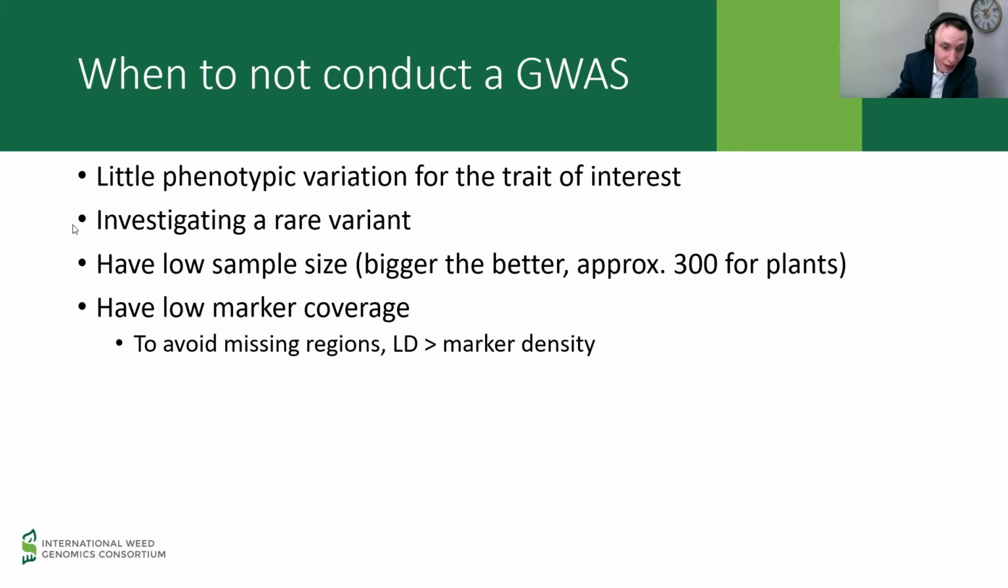GWAS works best when you have more plants, or more samples that share a causal variant, the better off you're going to be. If you have a low sample size, which is sort of an arbitrary statement, the more samples you have, normally the better off you are. 200 to 300 is a good sample size of plants to shoot for. I've run GWASs with a little over 100 and they've worked. People have run the GWAS with over 1,000 and it doesn't work, or at least they don't get anything statistically significant out of it.